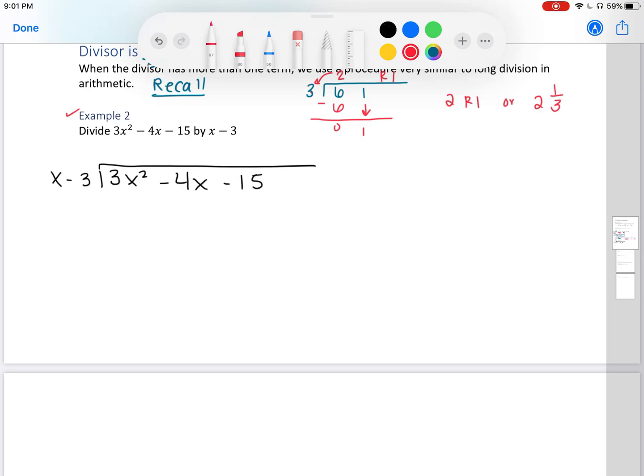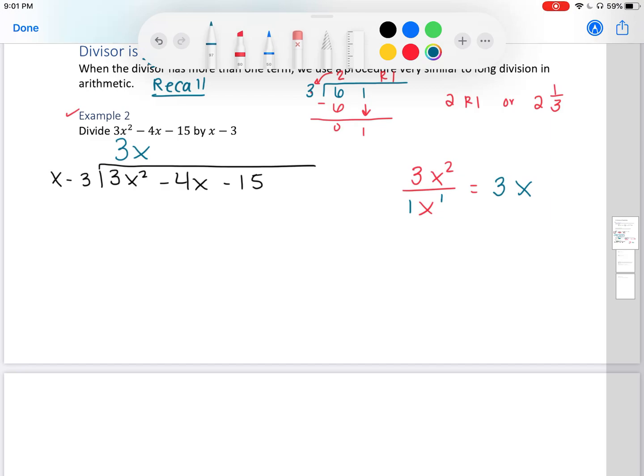Now I want to start off the same way. You want to divide your first term. So we have 3x squared, and you're going to divide it by the x. So it's like dividing by a monomial. So we have 3 divided by 1 is 3. Then we have our x's, 2 minus 1, we get 1. So it's just 3x. We go ahead and write 3x there.